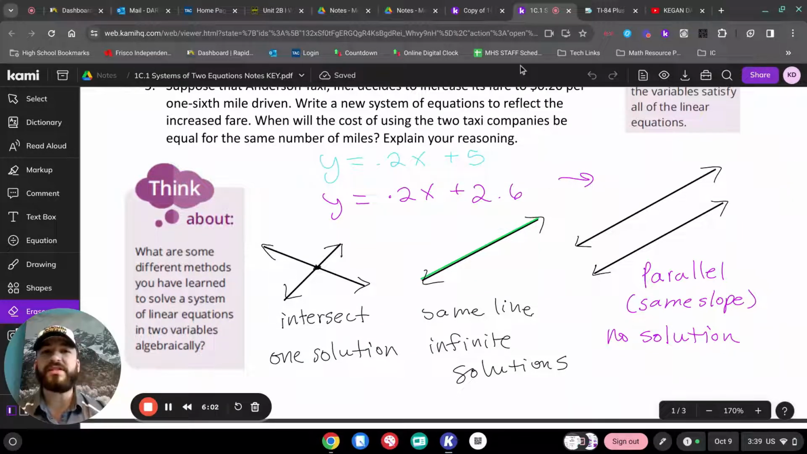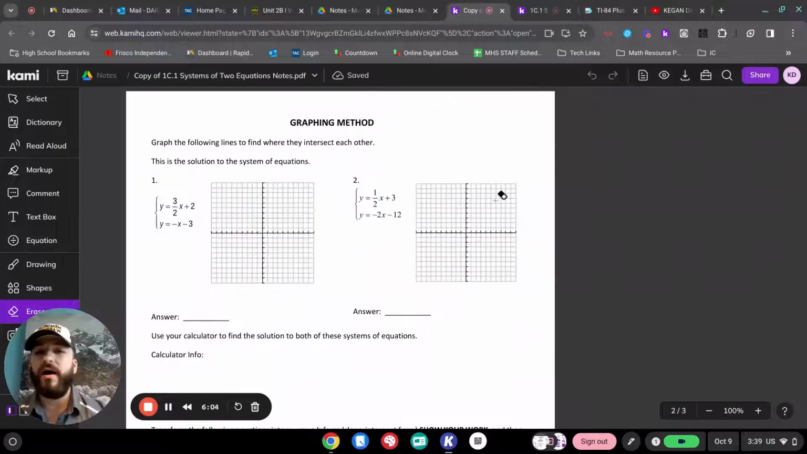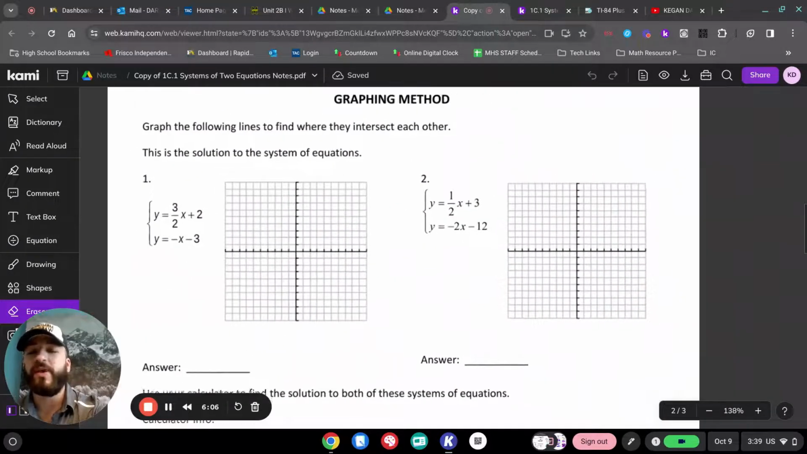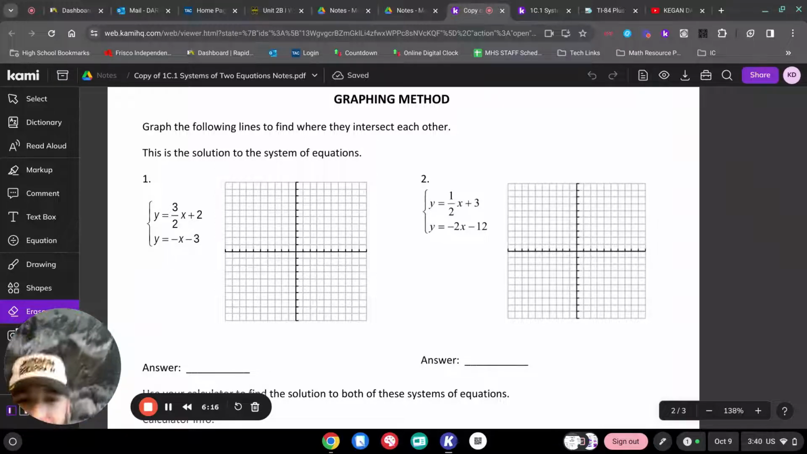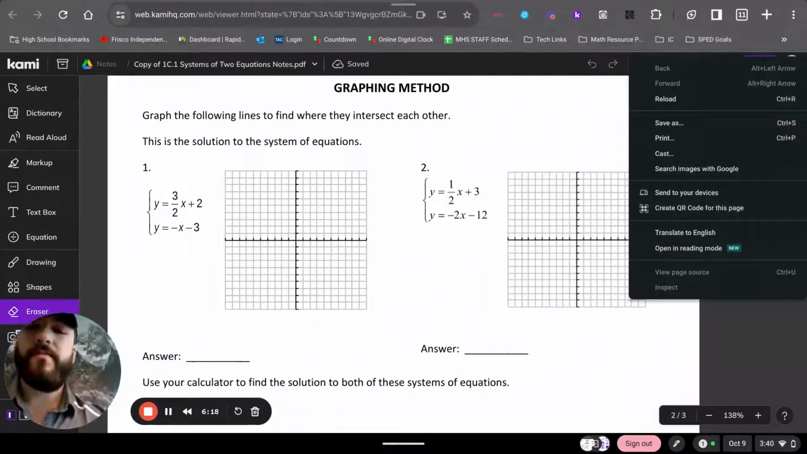Okay, we're going to pivot just a little bit. We're going to do some graphing. So we're going to dive a little deeper into each of our methods today: our graphing, our elimination, and our substitution methods. So first and foremost is our graphing. I think this is the one that's going to be most straightforward for a lot of people.